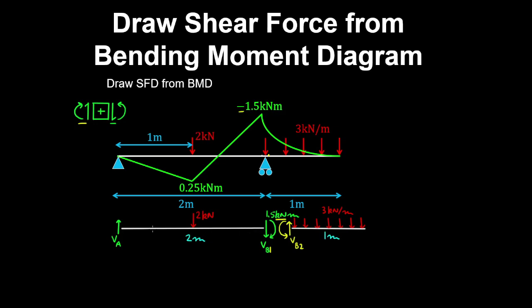Now if we take equilibrium of the first segment, so we'll take moments about support B, with anti-clockwise being positive, so that gives minus shear force A by the moment arm of 2 meters, plus 2 kilonewtons by the moment arm of 1 meter, and then minus the hogging moment, and that's equal to 0. So the shear force at A is equal to 0.25 kilonewtons.